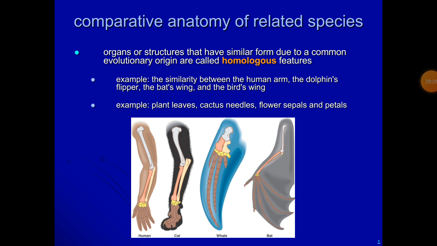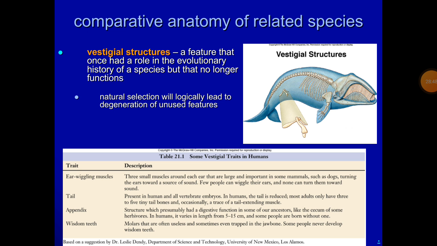Next, organs or structures that have similar form due to a common evolutionary origin are called homologous features. For example, the similarity between the human arm, the dolphin's flipper, the bat's wing, and the bird's wing. Another example is plant leaves, cactus needles, flower sepals, and petals.